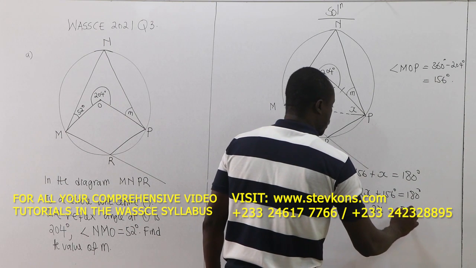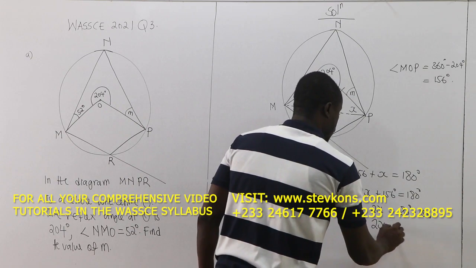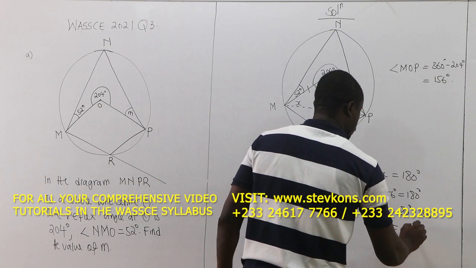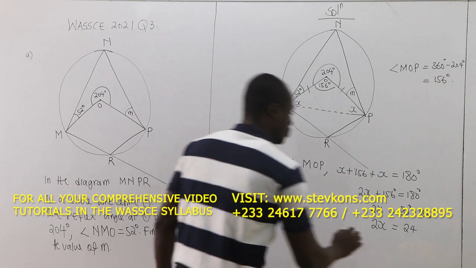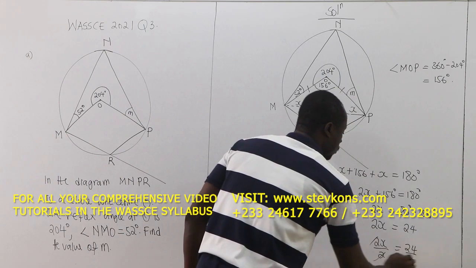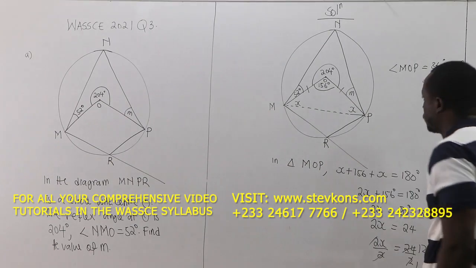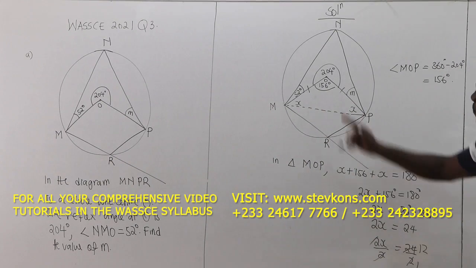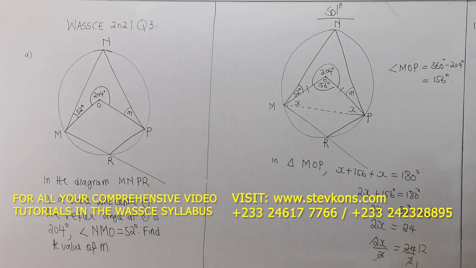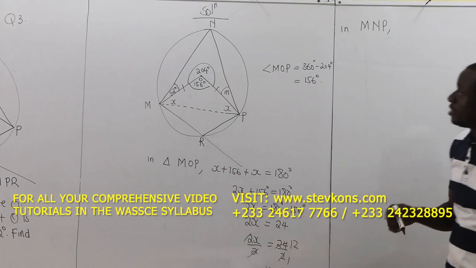2x equal to 180 degrees minus 156 degrees. So you have 2x, now 180 minus 156, and this is just equal to 24. So once we find x, we divide both sides by 2. That's 12. So we have our x to be equal to 12. So this is 12, this is 12. Now we can consider triangle MNP.